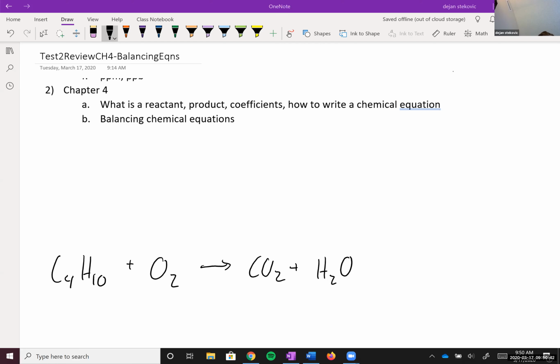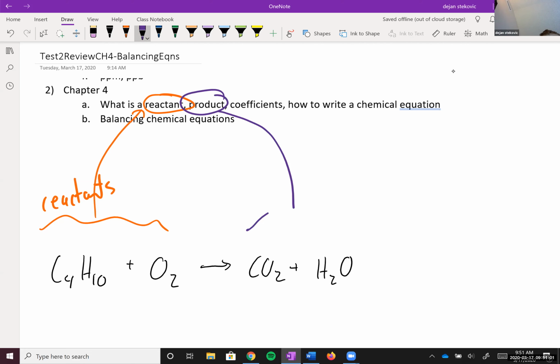All right, so next up for reviewing this test, we got chapter 4, the balancing equation part, right? So the first thing is, what is a reactant? Reactants show up on this left side of the equation, and so these are all reactants. And so in chemistry, we take reactants and then we turn them into products, which are on this right side.